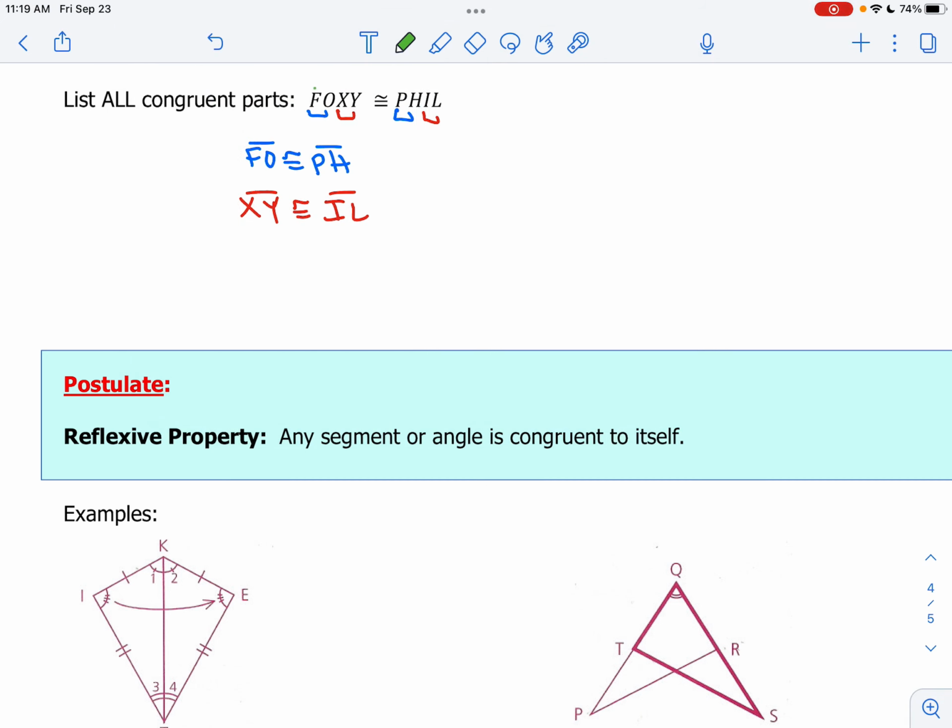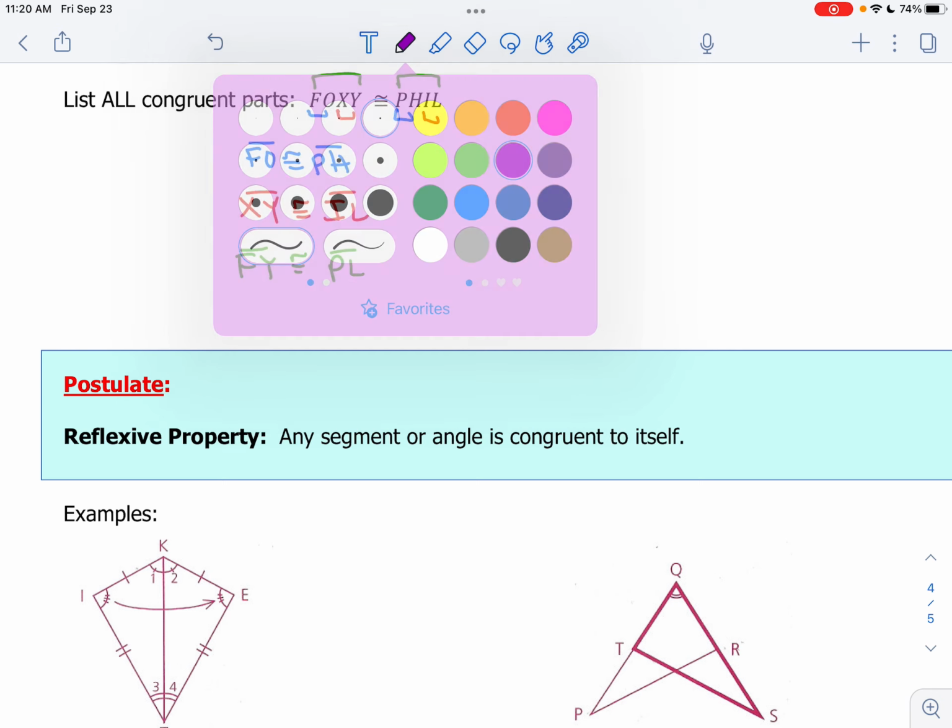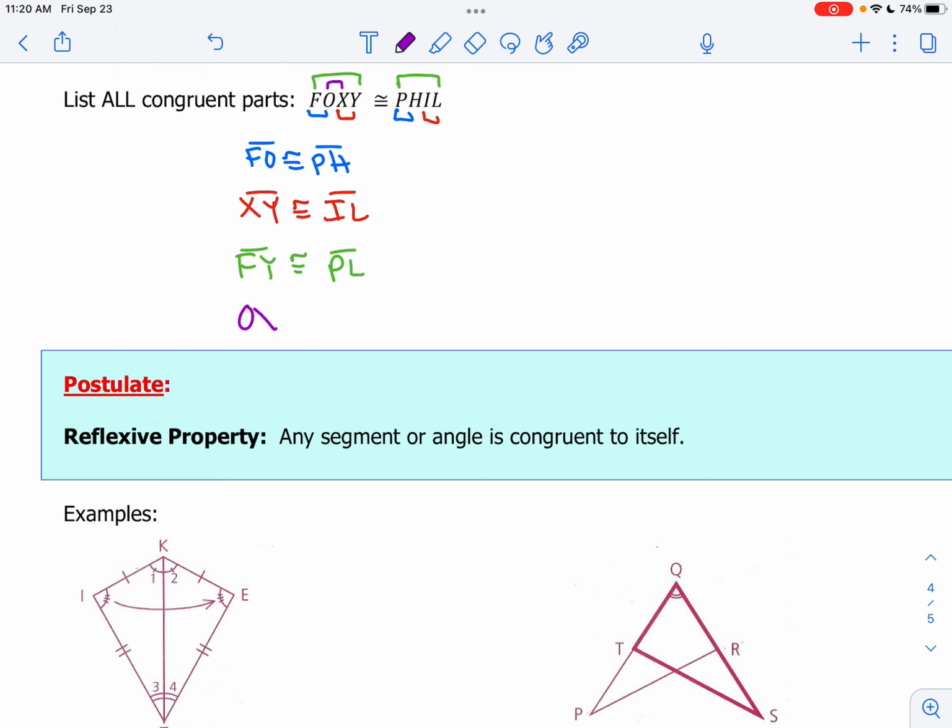The FY lines up to the PL, and the OX lines up to the HI.